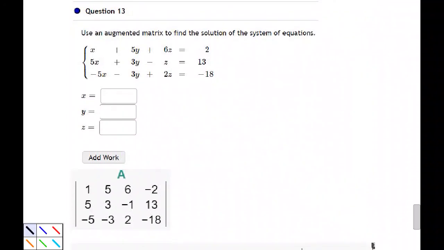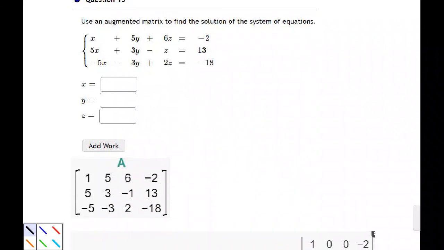Now, you may already see the matrix that I have entered into a calculator utility. It is the matrix, reading my first row, 1, next entry 5, next entry 6, and next entry negative 2. Those are all coming from the coefficients and the constant of that first equation. Now the second row of my matrix is 5, next entry 3, next entry negative 1, next entry 13, coming from the second equation. And my final row is negative 5, next entry negative 3, next entry 2, next entry negative 18, all coming from the coefficients and the constant of the third equation. And I'm just checking that very quickly. Okay, good. Those are all correct, because if we type this incorrectly into a calculator, this isn't going to work.